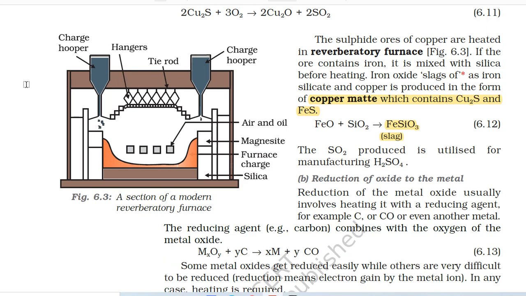The sulfide ores of copper are heated in a reverberatory furnace (figure 6.3). If the ore contains iron, it is mixed with silica before heating. Iron oxide slags off as iron silicate and copper is produced in the form of copper matte, which contains Cu2S and FeS. FeO + SiO2 gives FeSiO3 (slag). The SO2 produced is utilized for manufacturing H2SO4.